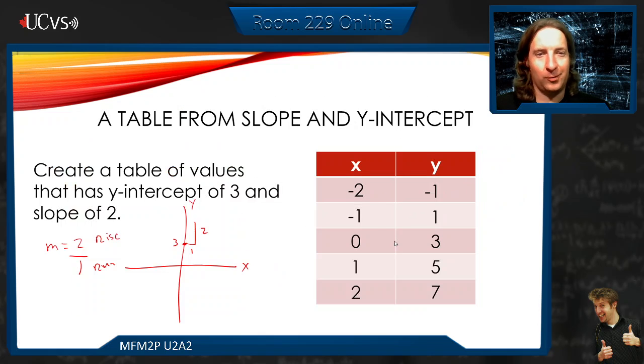Or if I just write it out nicely, again, we have a y-intercept of 3. That's here. And we're going up by 2 each time.